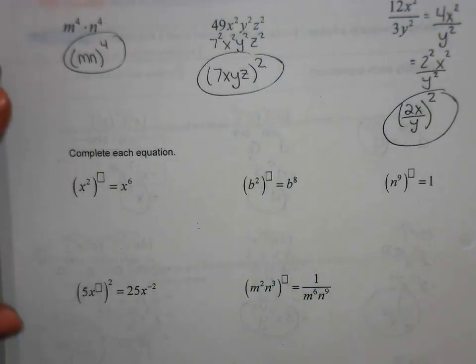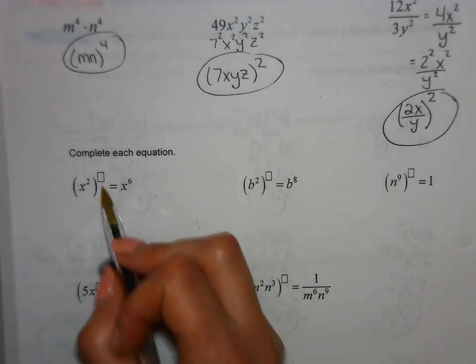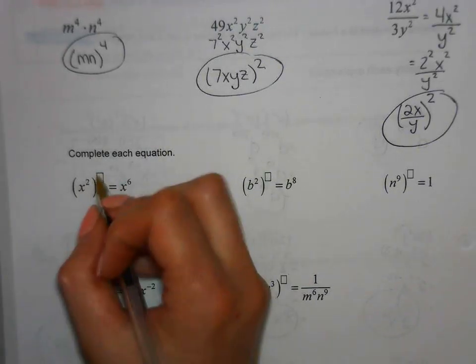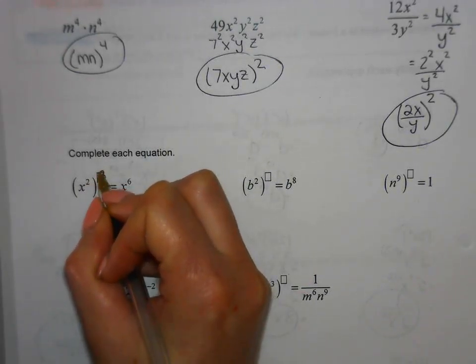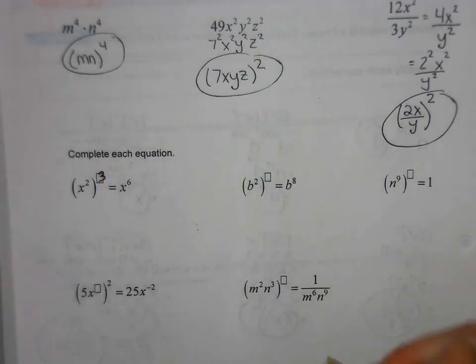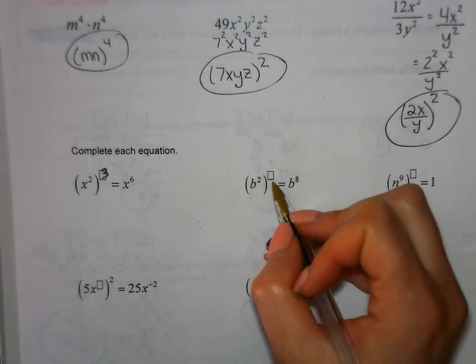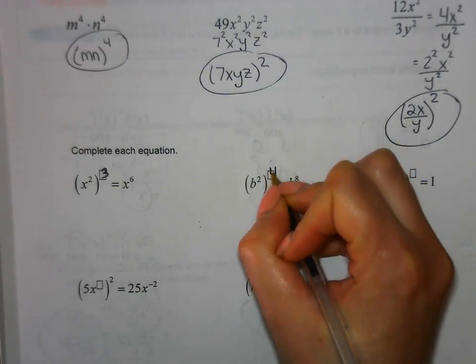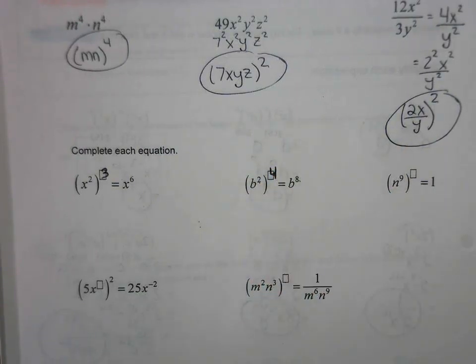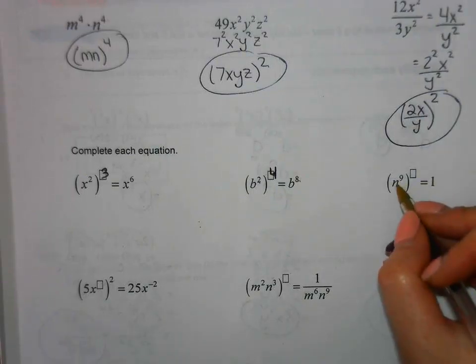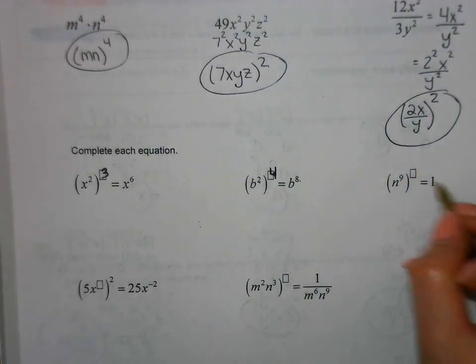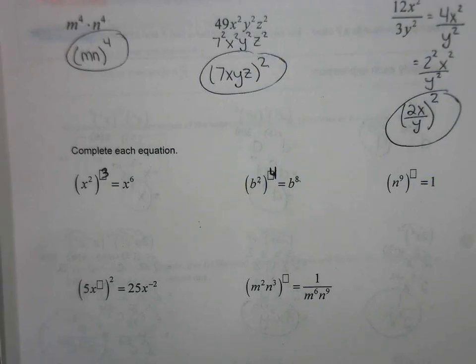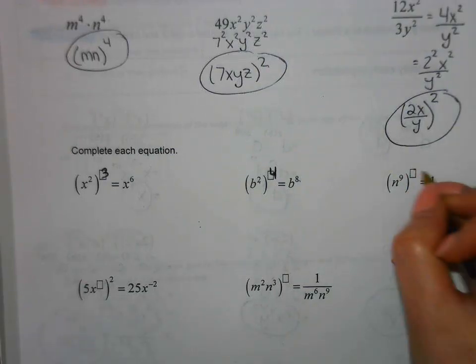Let's complete each equation. So x squared to some power will equal x to the 6th. So that means it has to be a 3 because 3 times 2 is 6. B squared raised to some power will equal b to the 8th. So that means it needs to be 4 because 2 times 4 will equal 8. Here, n to the 9th raised to a power equals 1. So it's going to be a 0.